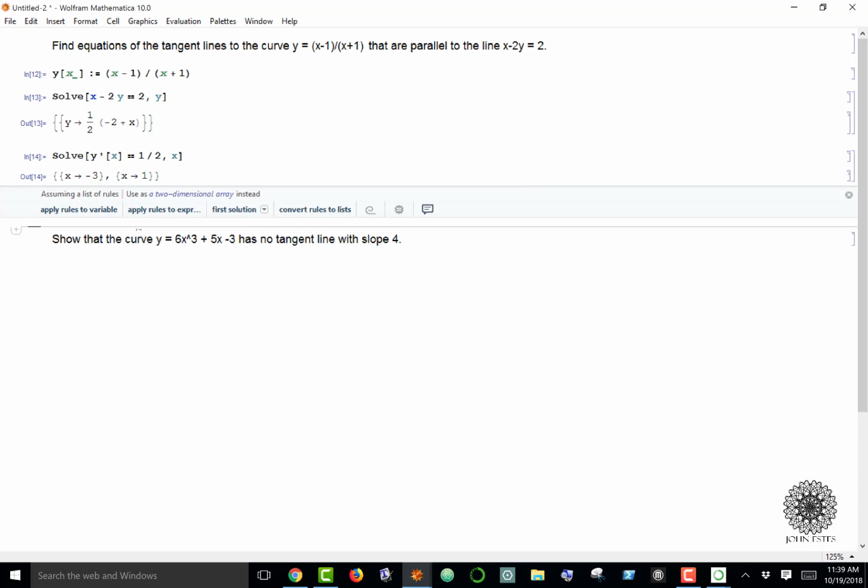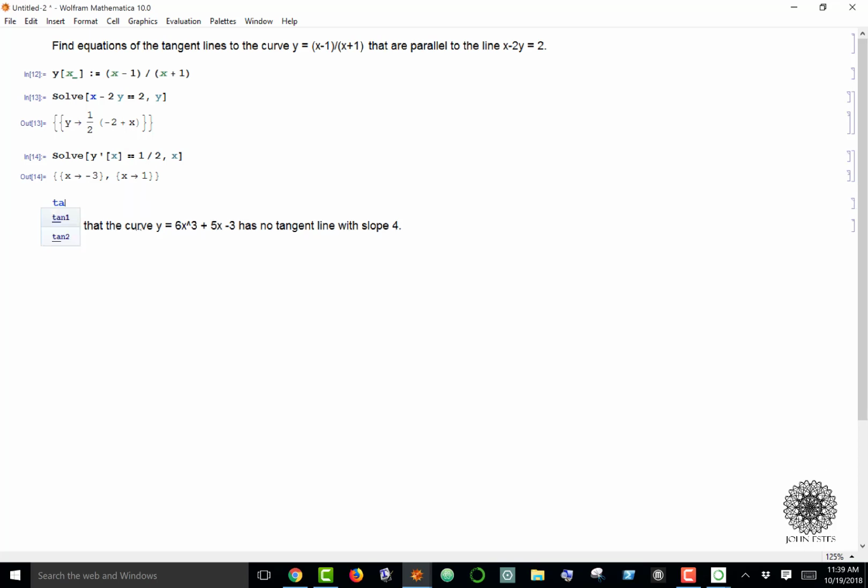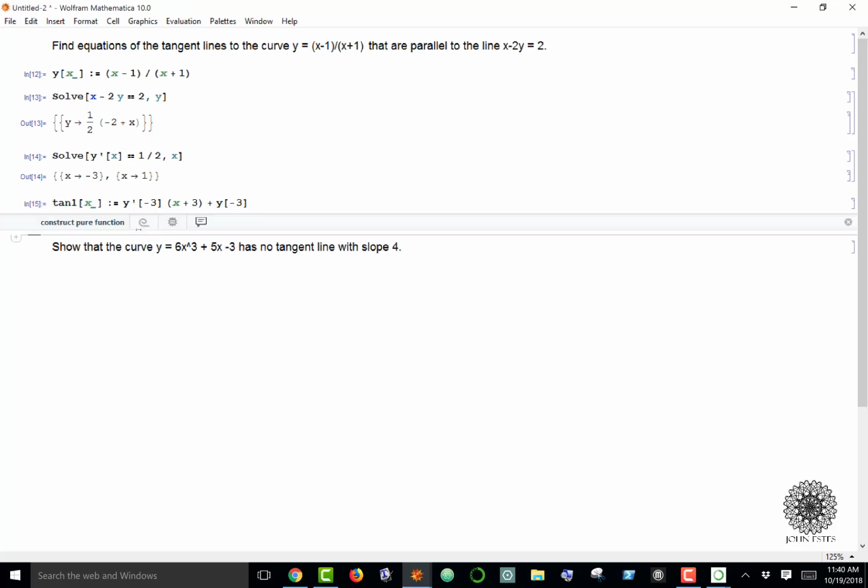Okay, now to actually find those equations, I'm going to make another function I call tan1. And tan1 is going to look like, well, how do you find a tangent line? You have a slope of y prime of -3, times x minus -3, or x plus 3, plus whatever the y coordinate is at -3. Okay, so there's my tan1.